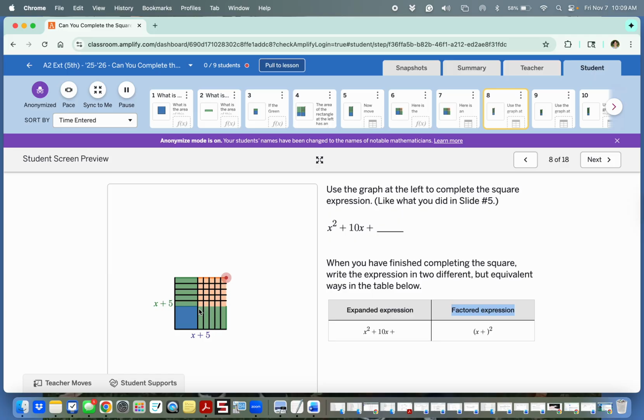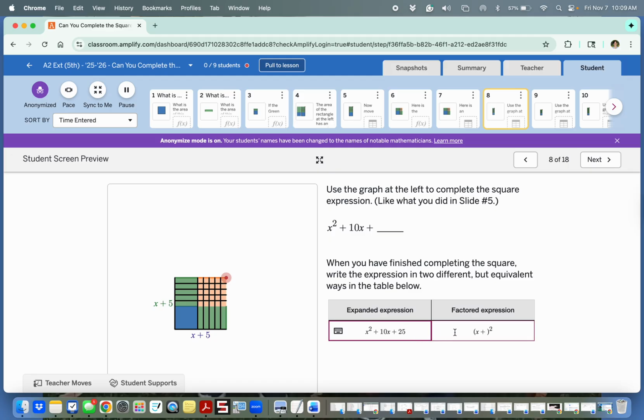Or we could say, all right, this is 5 by 5, right? 5 times 5 is 25. So what I'm going to do in here is add 25, okay? When you factor x squared plus 10x plus 25, the question is, what multiplies to 25 that adds to 10? The answer is positive 5 and positive 5, right?